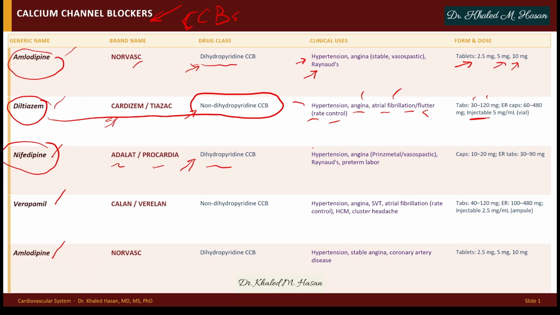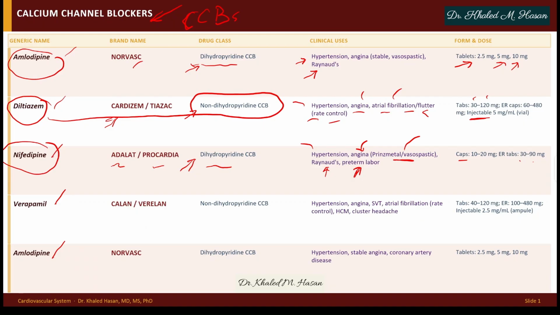Nifedipine is a very important medication for hypertension and angina. Nifedipine is used for Prinzmetal and vasospastic angina, which means vasospasm of coronary blood vessels, Raynaud's disease, and preterm labor, which could be related to relaxation of the uterus around the labor time. Nifedipine is available as capsule 10 and 20 milligram, and also as tablet extended release 30 and 90 milligram.